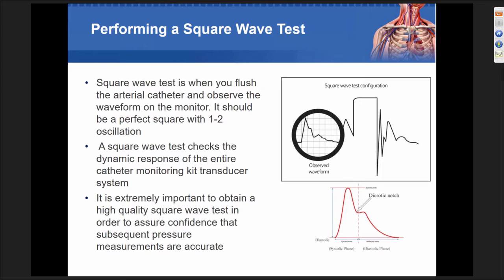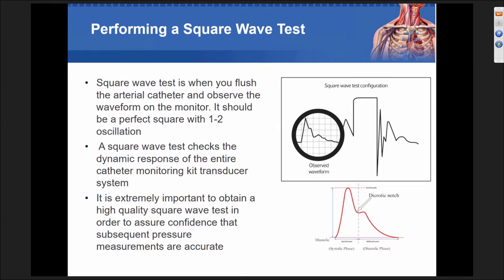Just like I show you in the illustration here, when you pull and flush, you should have a perfect square wave, upslope, across, and downslope within 1 to 2 oscillations. A square wave test checks the dynamic response, so it checks the entire system pathway to make sure there are no kinks within the system, because remember, kinking adds to dampened waves.